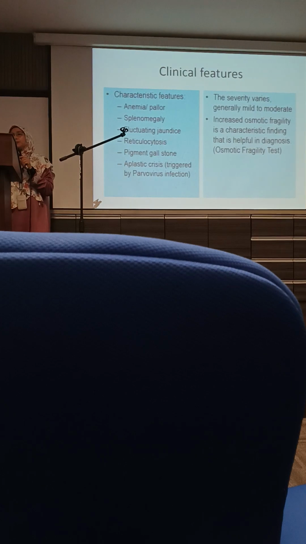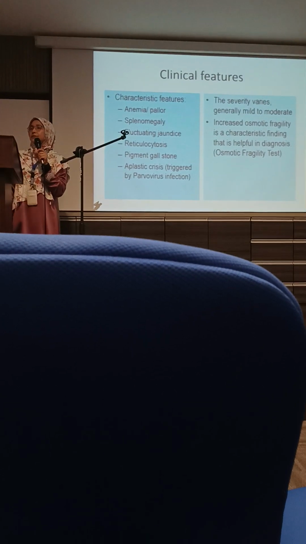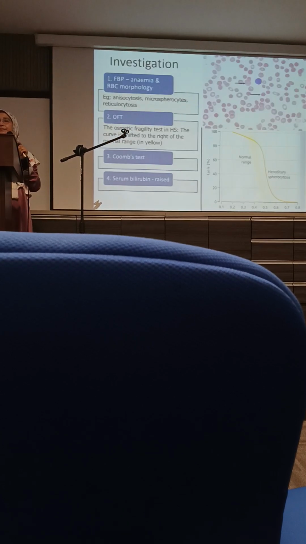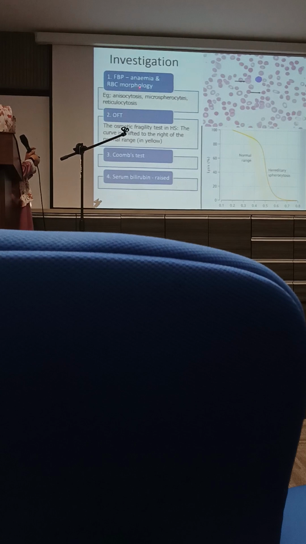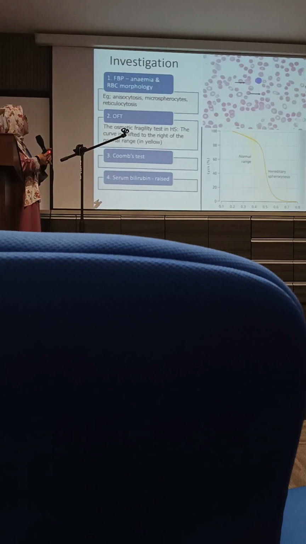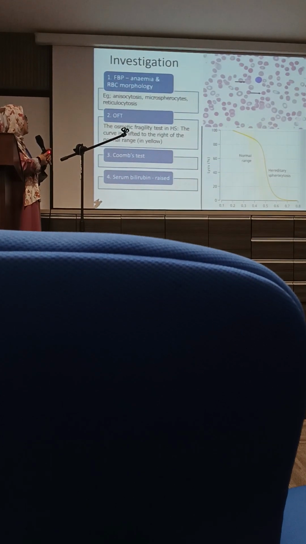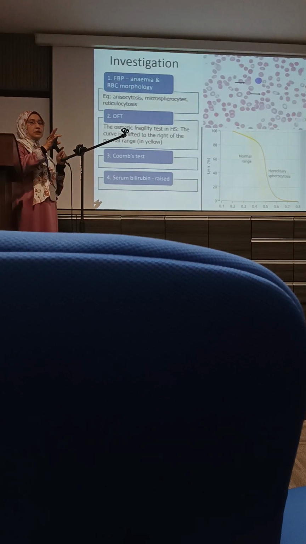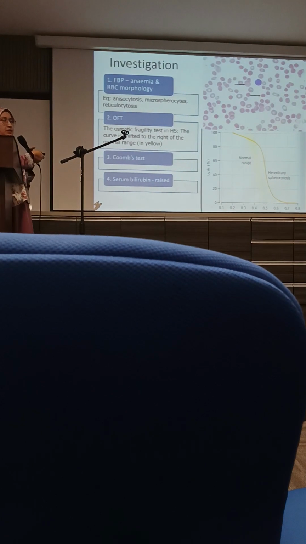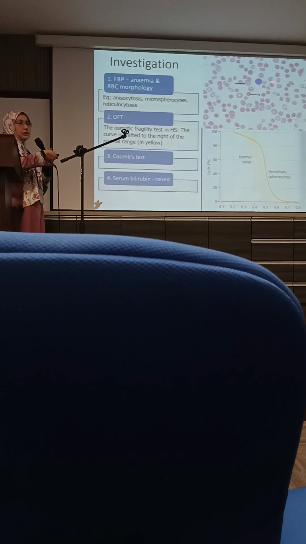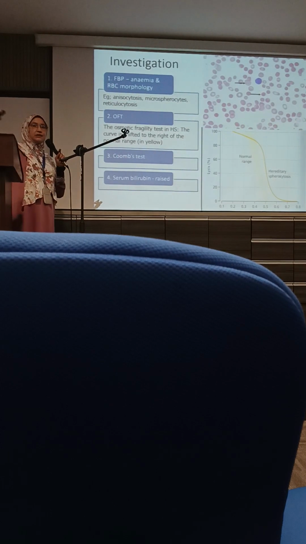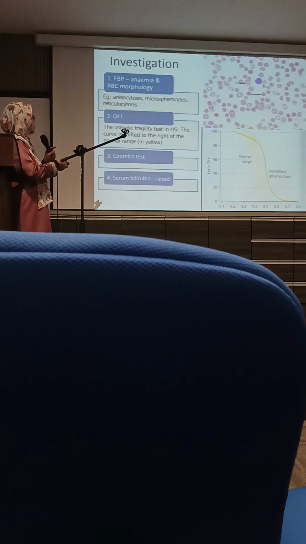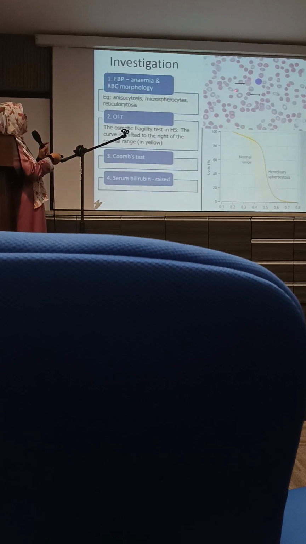And if you do the osmotic fragility test, there will be increased fragility, which will help in the diagnosis. If you look at the blood film, you will see anisocytosis. Do you understand anisocytosis? Cytosis is the size of the cells. So you see big cells and small cells, because the cells become spherical in stages. So there are some that are smaller, some a little smaller. So that is anisocytosis. And you will see microspherocytes.